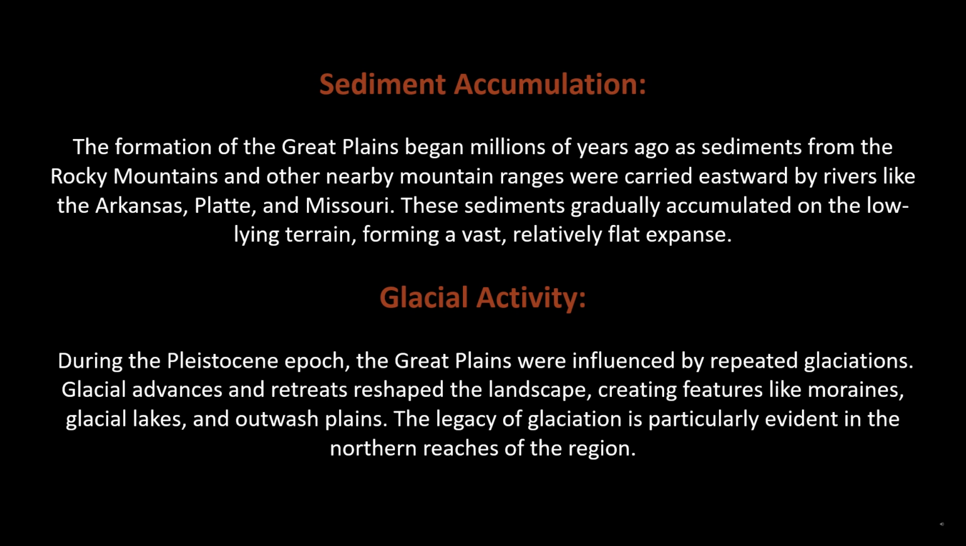Glacial activity. During the Pleistocene epoch, the Great Plains were influenced by repeated glaciations. Glacial advances and retreats reshaped the landscape, creating features like moraines, glacial lakes, and outwash plains. The legacy of glaciation is particularly evident in the northern reaches of the region.